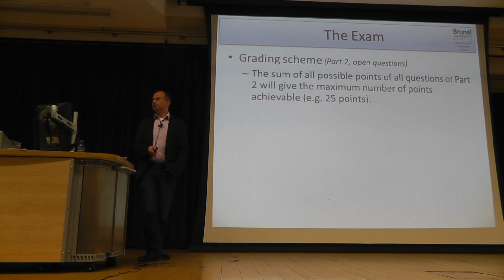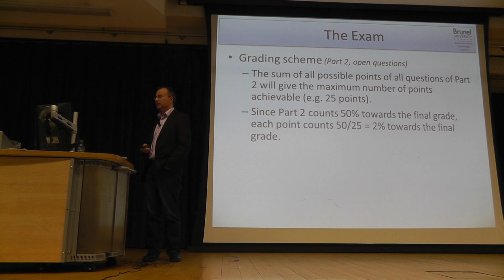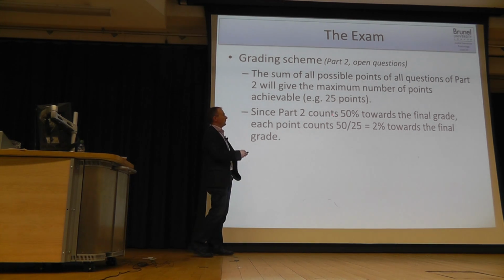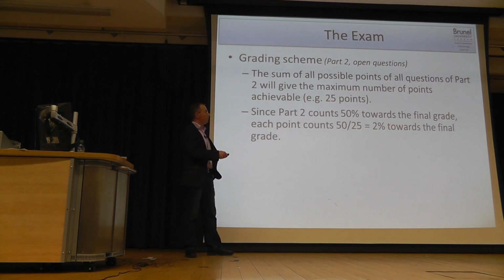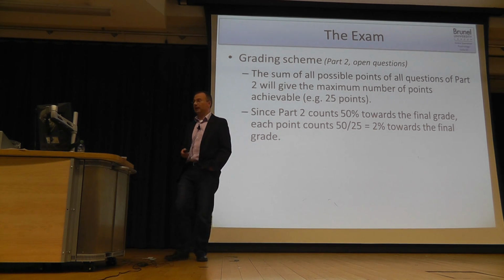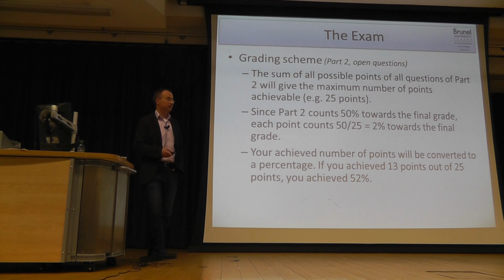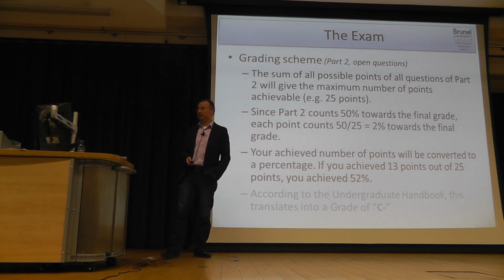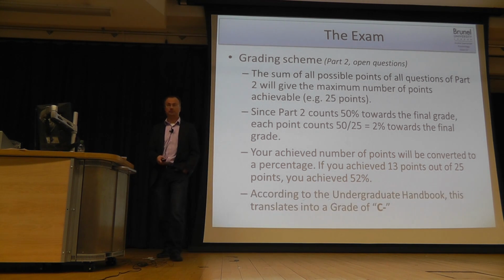Okay, and then when you sum up all possible points you can achieve, you may get, for instance, up to 25 points in the second part. And then again, you just calculate the percentages, because again it's 50%, so 1 point is 2% of the final grade. And you can just calculate, if you get 13 points out of the 25 achievable points, you got 52%, which is a C-, when you look at these tables in the handbook.